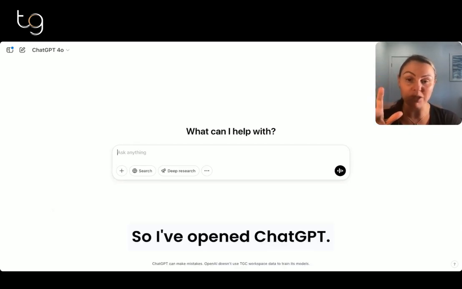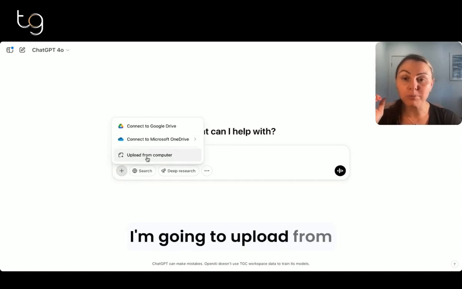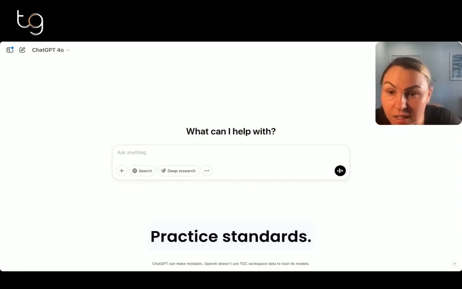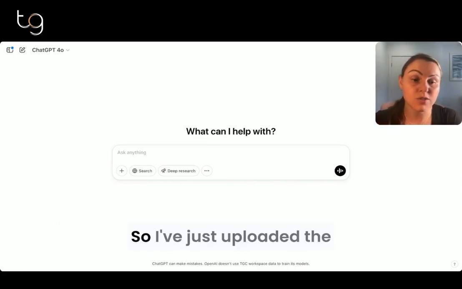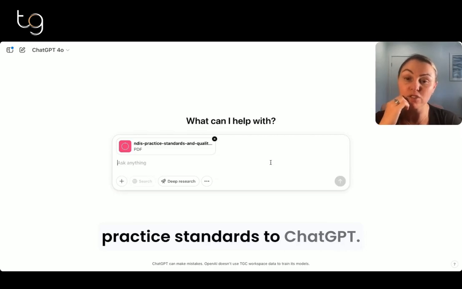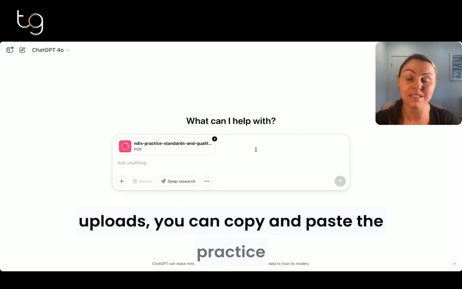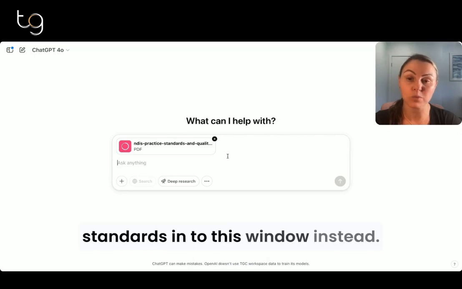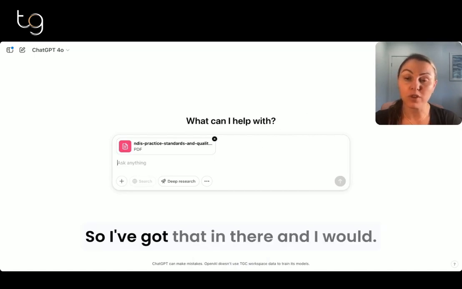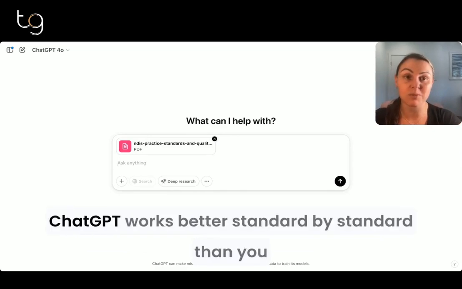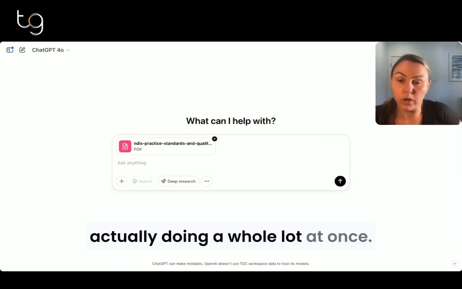So I've opened ChatGPT. I'm going to upload from my computer the practice standards. Sorry, let me just find them. So I've just uploaded the practice standards to ChatGPT. If you don't have a paid account that uploads, you can copy and paste the practice standards into this window instead. I'm going to do it standard by standard, because ChatGPT works better standard by standard than you doing a whole lot at once.